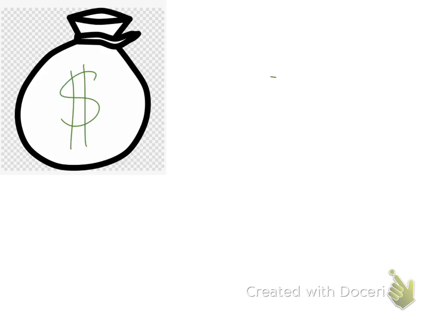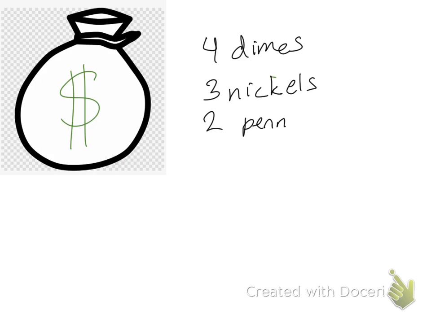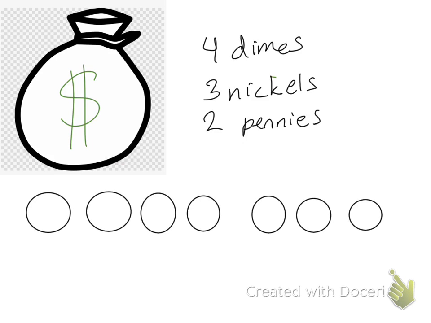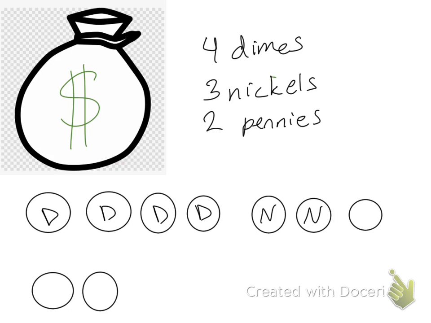Okay, here's my other bag. This bag ends up having 4 dimes, 3 nickels, and 2 pennies. Okay, so I'm going to draw that out. I'm going to draw 4 dimes, 3 nickels, and 2 pennies. And I know these aren't the right sizes, but that's okay because I'm going to label them. So 4 dimes, 3 nickels, and 2 pennies.